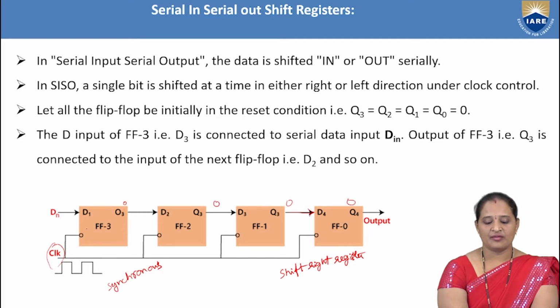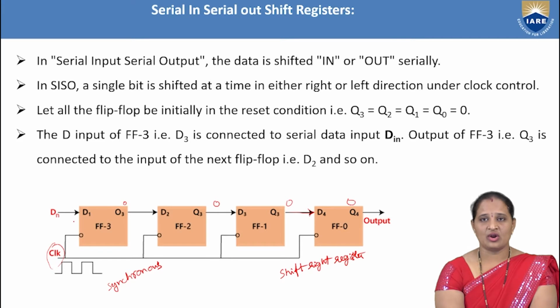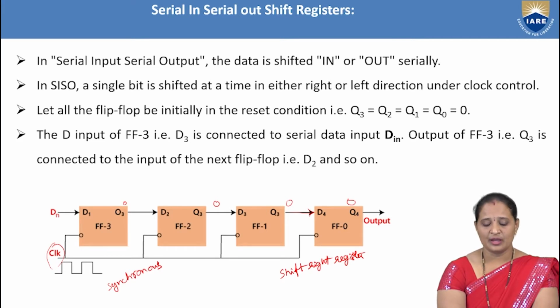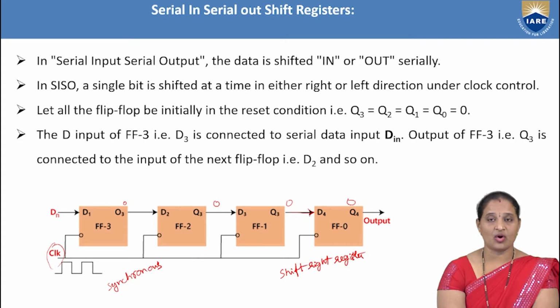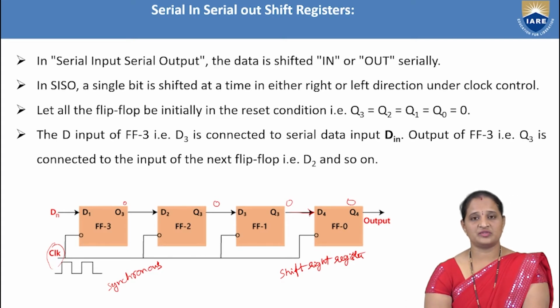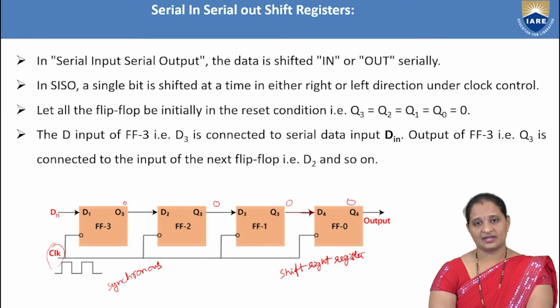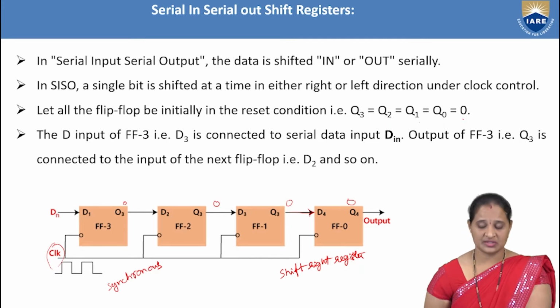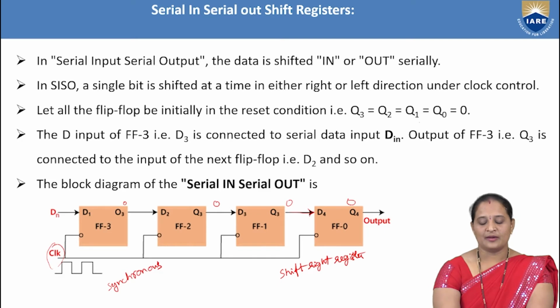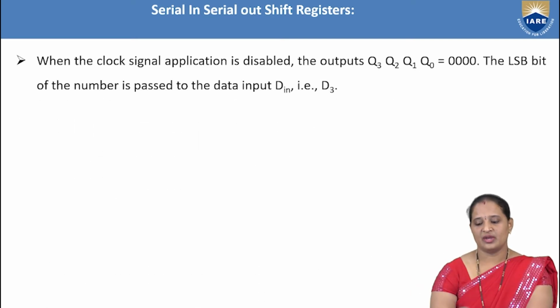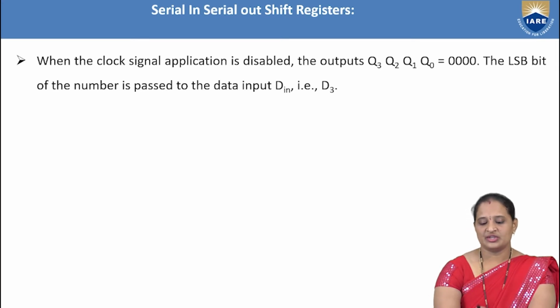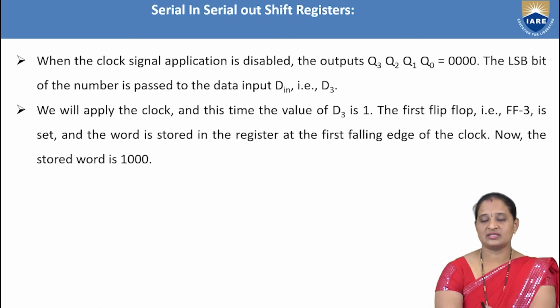Now, during the next clock pulse, as I told you, this is the operation. First, all the flip-flops should be cleared or reset, such that the outputs Q3 equals 0, Q2 equals 0, Q1 equals 0, and Q0 equals 0. So here, this is about the serial in, serial out shift register. Now what I want to do is, during the first clock signal, what am I doing?